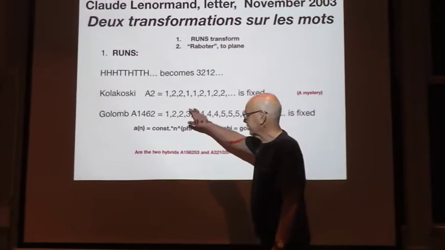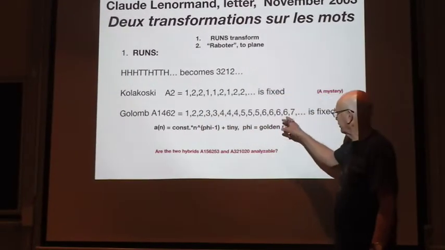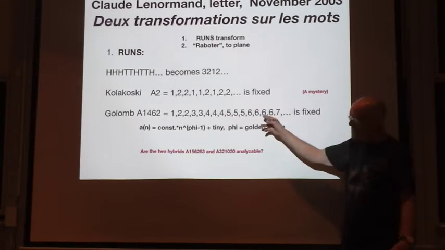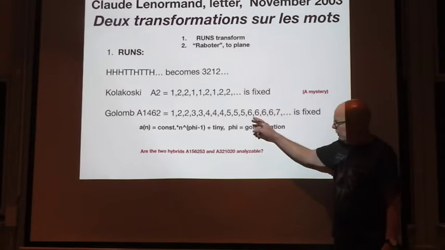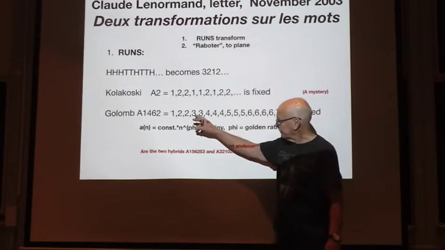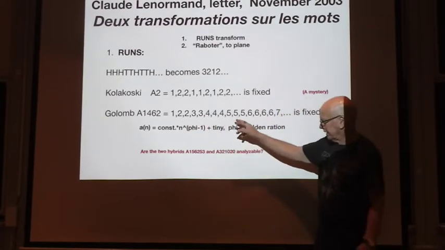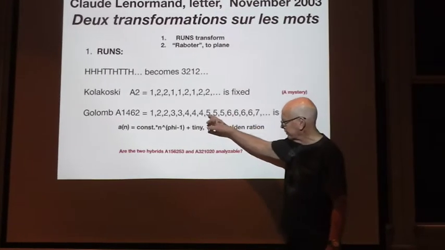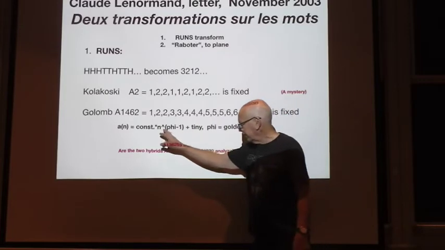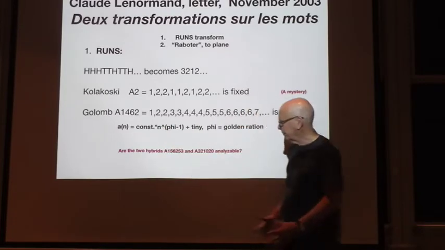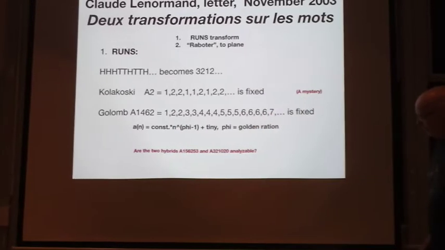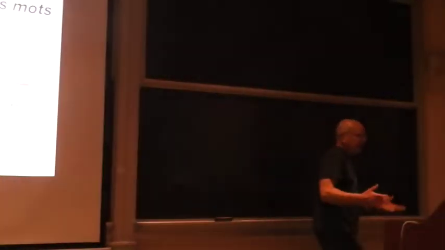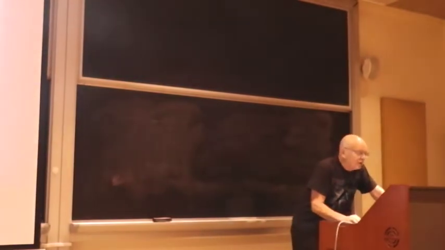And then there's another sequence, Ulam's sequence, which has the same property. It's its own runs transformation, except now we have a different rule. The rule is it must be non-decreasing. And for this one, there's a very simple formula. The nth term is essentially a constant times n to the golden ratio minus 1. So that's the runs transformation.